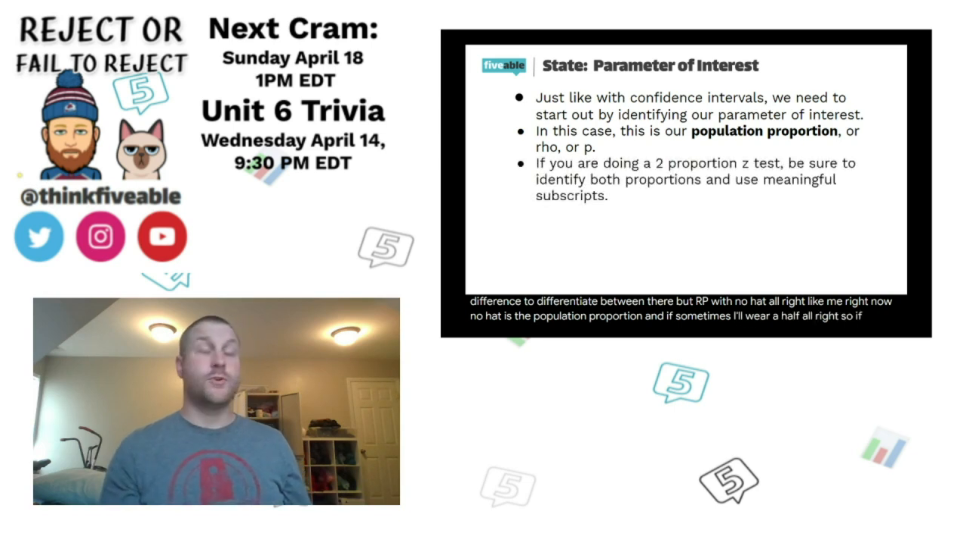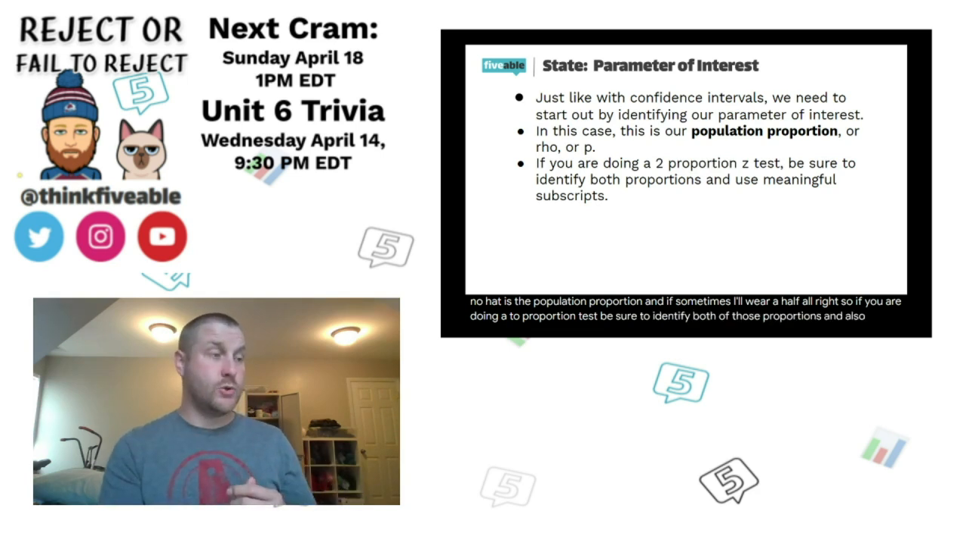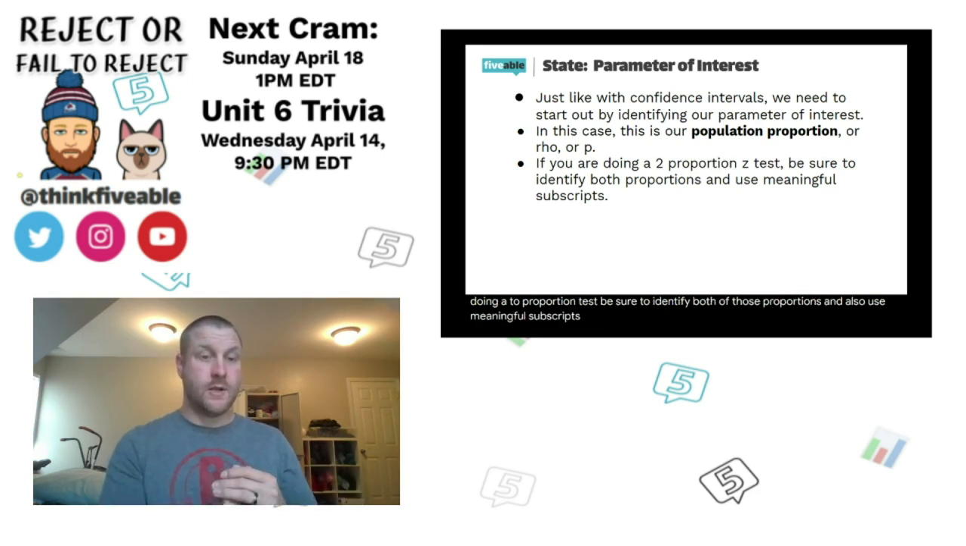All right, so if you are doing a two proportion test, be sure to identify both of those proportions and also use meaningful subscripts. All right, what is the big C word here in AP Stats that just about every single question has to have on it all the time? You can throw that big keyword in the chat. I've stressed it so much, and I know that you guys are probably tired of hearing me say it, but you have to get it down before May 17th. What is that big C word we have to include here?